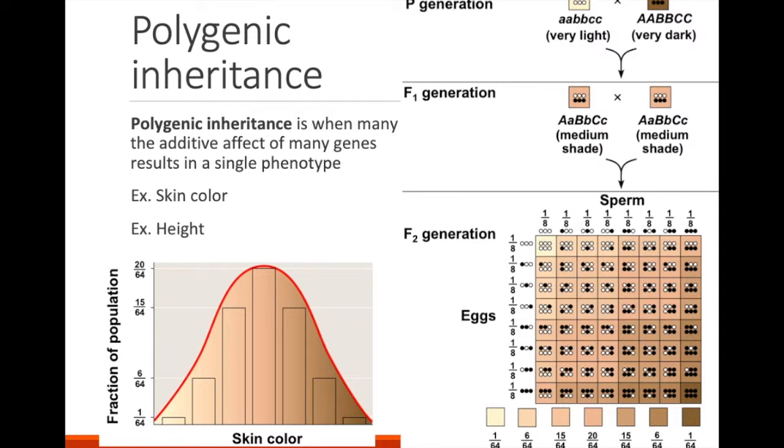The same thing's true for human height. Most people are of an average height, but there are some people that can be shorter or taller than their parents based on which genes they inherit.